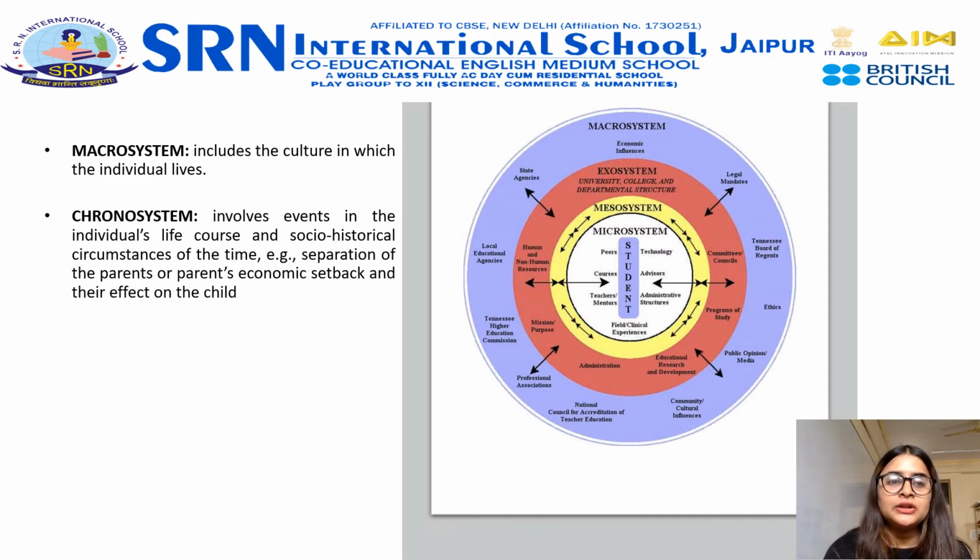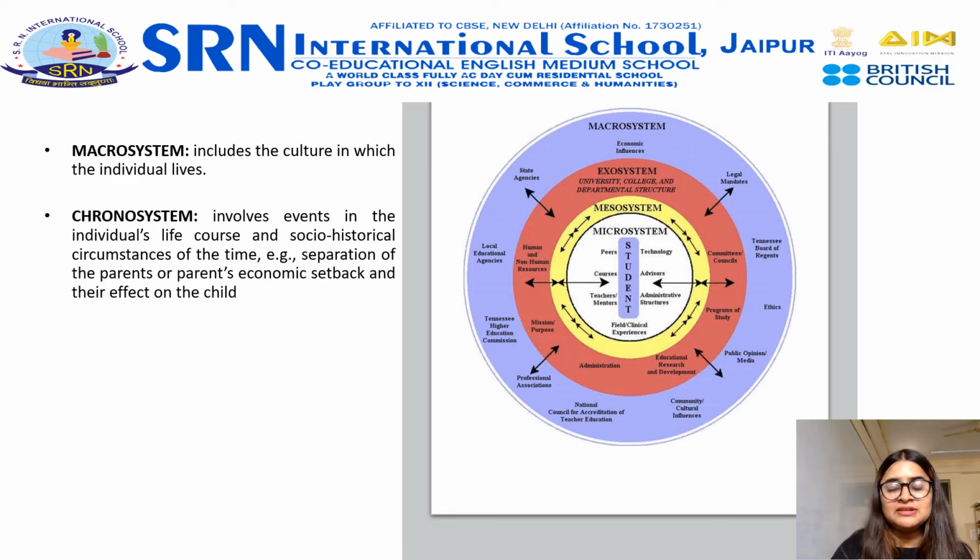All right, now we have the chronosystem. Now it involves events in the individual's life course and socio-historical circumstances of the time. For example, separation of the parents or parents' economic setback and their effect on the child.